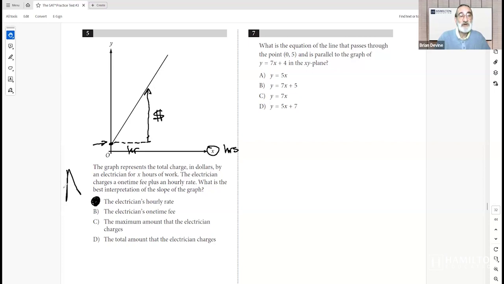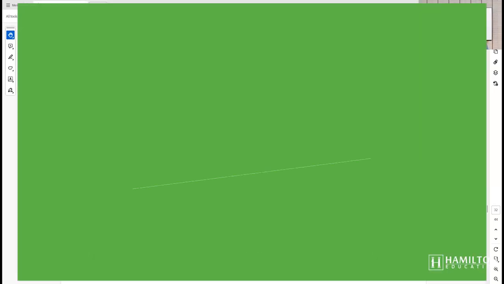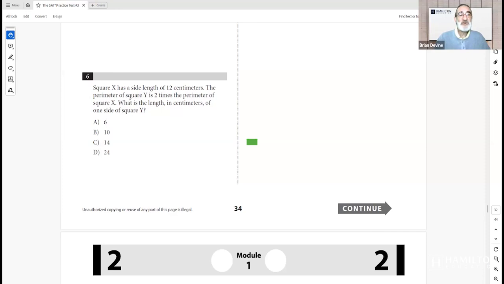So A is the correct interpretation. Question 6. Square X has a side length of 12 centimeters. Let's draw a square. So there's square X.